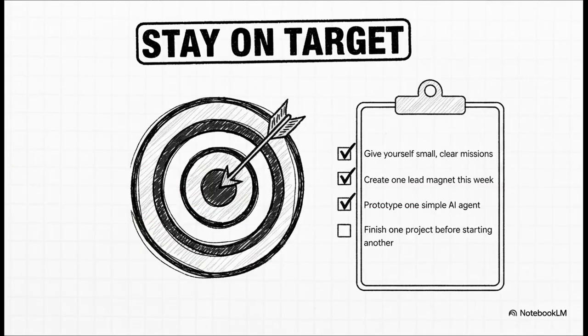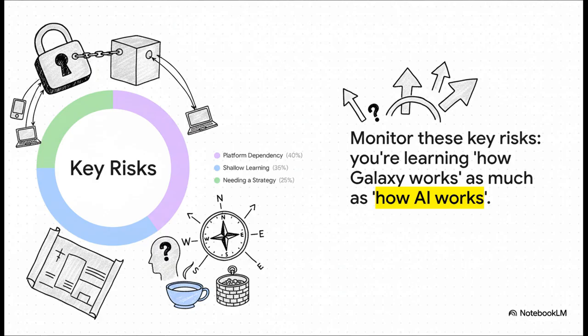So what's the fix? You need a mission plan. Don't just log in to play with AI. Give yourself a small, super clear goal for the week. Something like, this week I will create one lead magnet. Or, I will build one simple AI agent that does one specific job. Focus is everything here. This chart breaks down the other big risks you've got to keep an eye on.